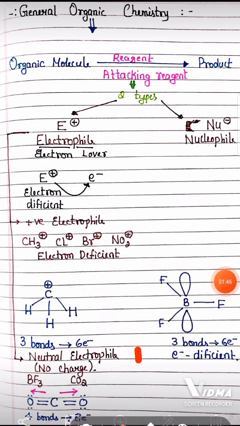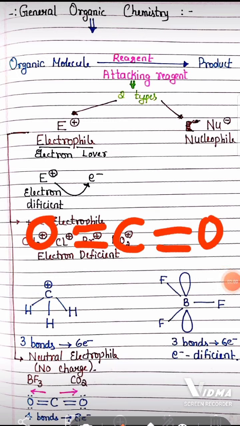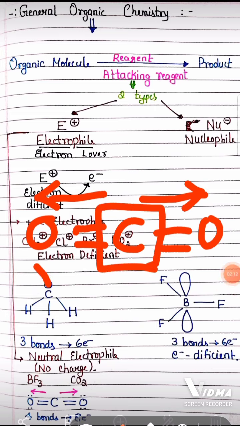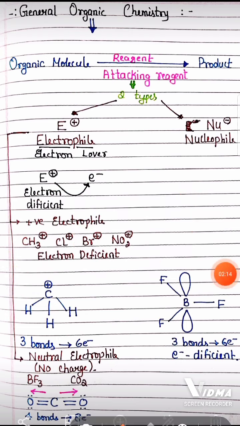Similarly, for neutral electrophiles there will be no charge, for example, carbon dioxide and BF3. Carbon dioxide, even though it has a total of 8 electrons, 4 bonds means 8 electrons, because of the presence of more electronegative oxygen, the electrons of the carbon atom are directed towards the oxygen atoms. That's why carbon gets electron deficient and it is considered a neutral electrophile.